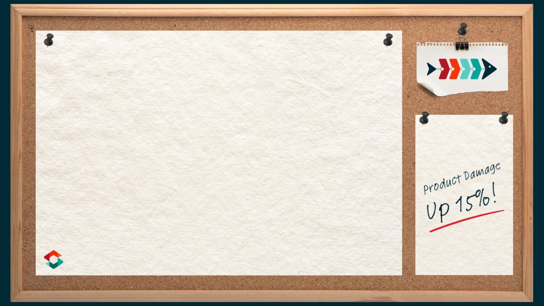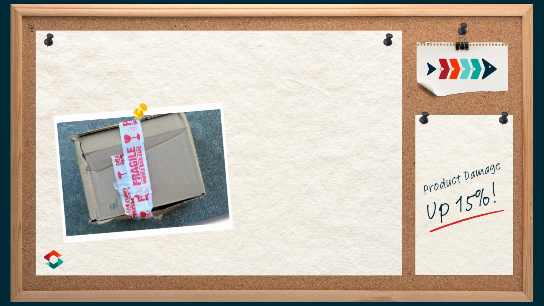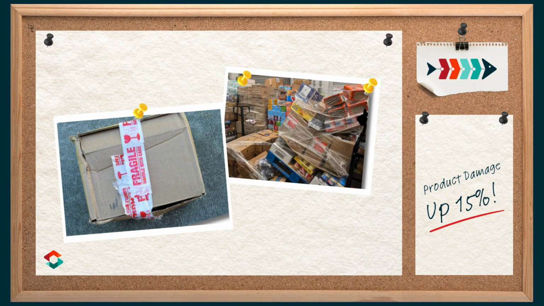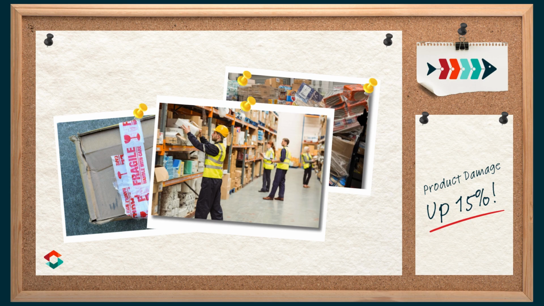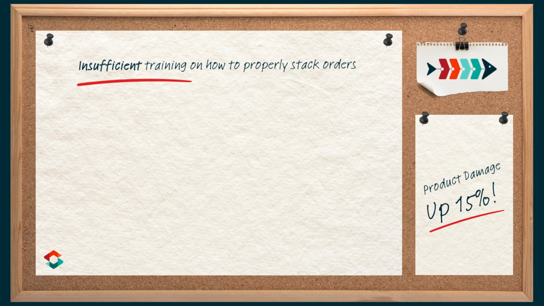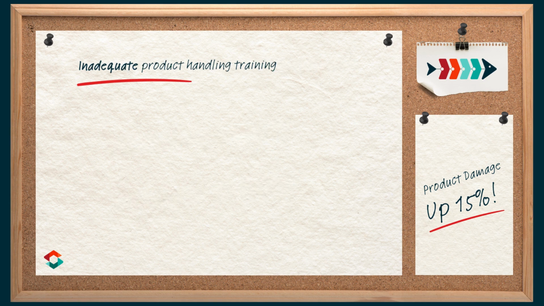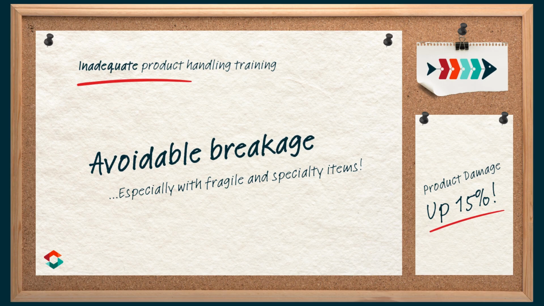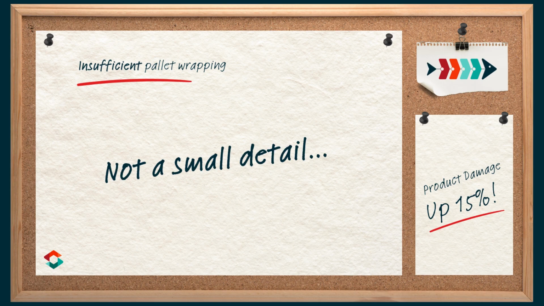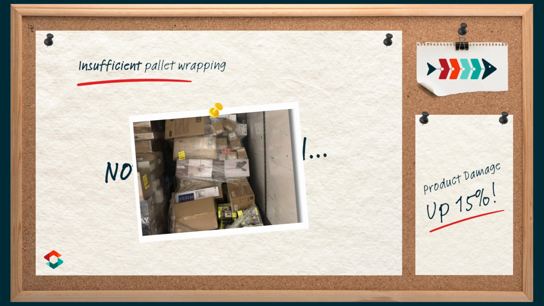So there you have it. Product damage might show up as a busted box or a broken pallet, but when you trace it back, the root causes sometimes come down to the people side of the operation. Now let's recap what we covered today. Insufficient training on how to properly stack orders leads to unstable pallets and crushed product. Inadequate product handling training causes avoidable breakage, especially with fragile or specialty SKUs. And insufficient pallet wrapping, a small detail, can undo all your hard work the second the load starts moving.